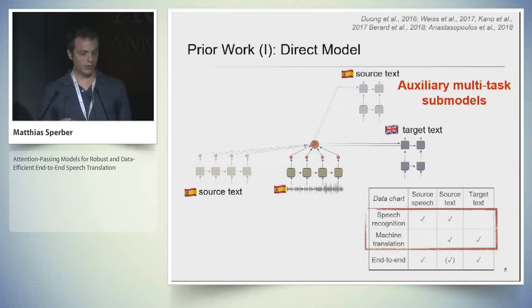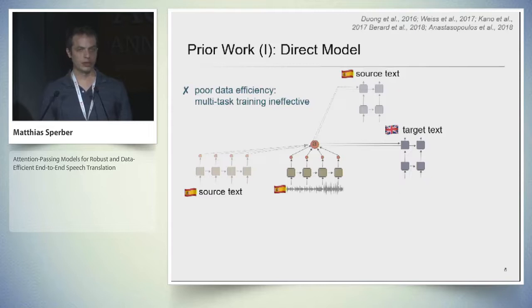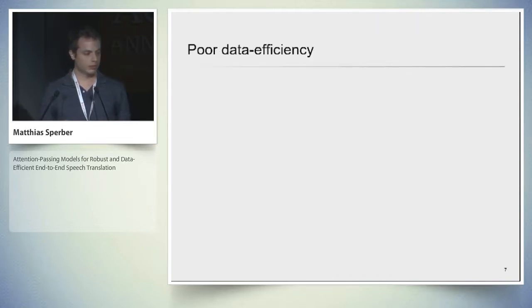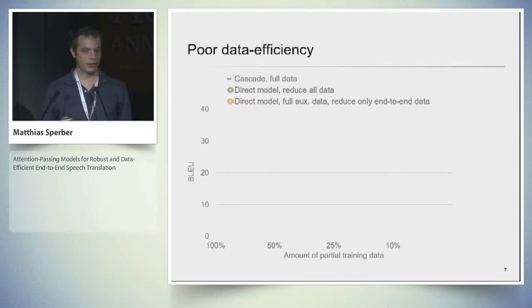So that is a way to make use of potentially large auxiliary data, but it's unfortunately not a very good way. To see that, let's take a look at some experiments. So here we have the BLEU score for a cascaded model trained on the MT and ASR parts of a speech translation corpus.